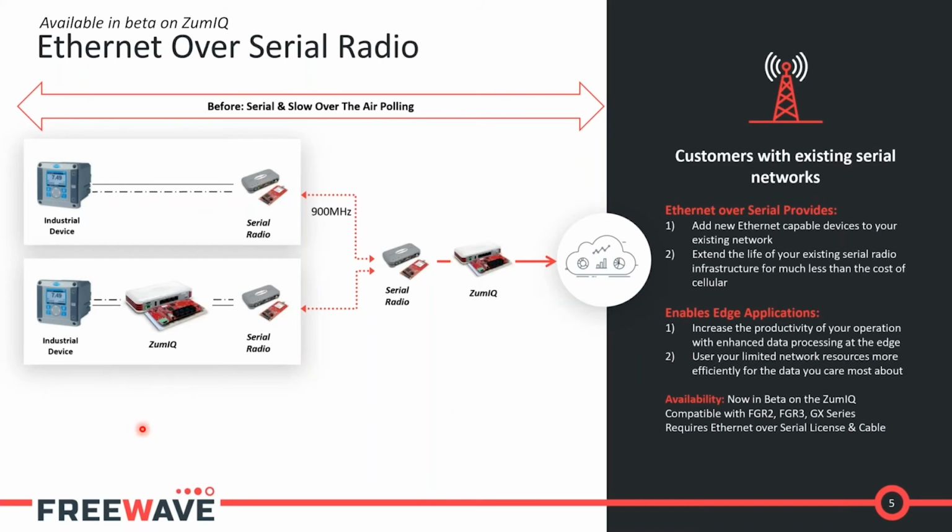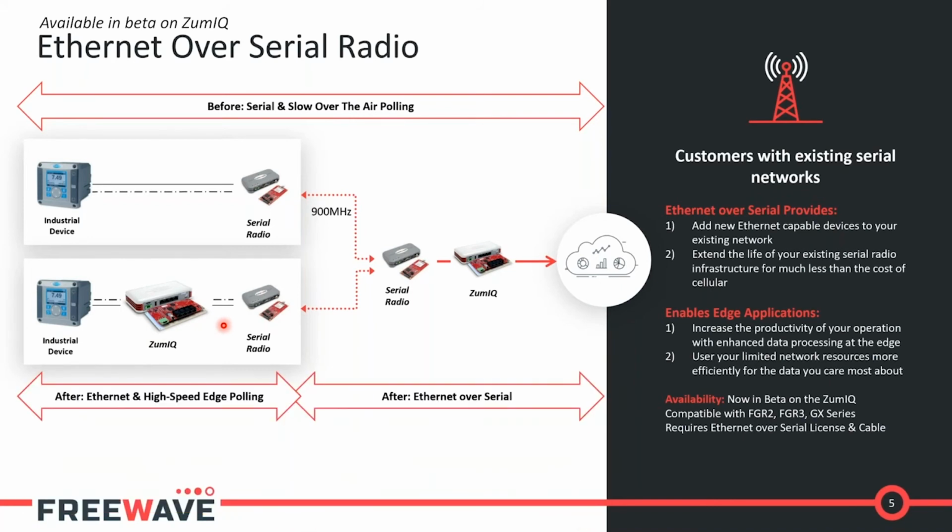And what we do there is we take a Zoom IQ, we put one at the gateway end, we put one at the end point, and with that, you can run Ethernet connections, you can run FreeWave Edge on that Zoom IQ, but you can keep your existing serial radio infrastructure in place and keep your existing poll response in place as well.